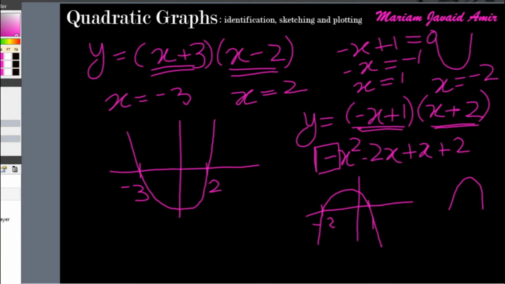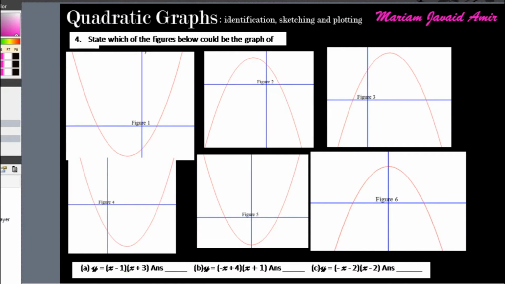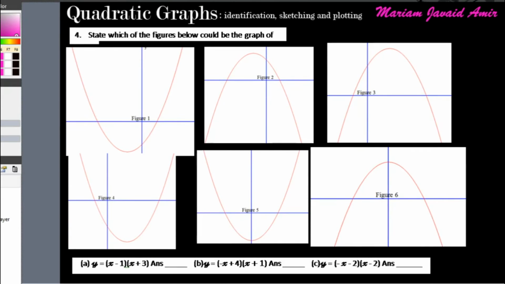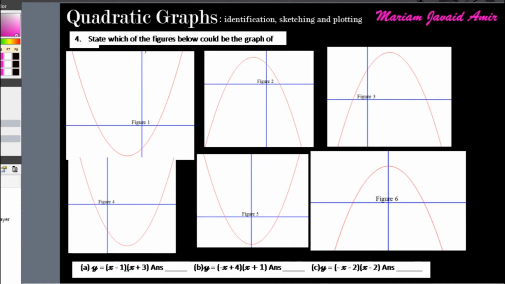Alright, now let's do the next worksheet question. Question number 4, which says state which of the figures below could be the graph of part A, (x minus 1)(x plus 3). So the solution will be x is equal to 1 and x is equal to minus 3, and the coefficient of x square is positive. So it will be a U-shaped graph which will cut the x-axis at minus 3 and 1. So I guess this is the graph for part A.